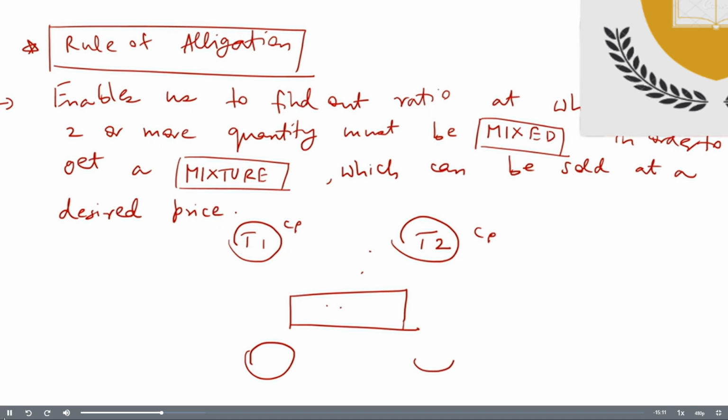In a certain proportion means some quantities I need to add of each type of tea in order to get a mixture which I can sell at a specified selling price. So with the help of the cost price of both the types of tea and the selling price of the final product, I have to find out the quantity to be mixed for T1 and T2. This is the type of question for which the rule of allegation is to be applied. Whenever a mixture is involved, we apply the rule of allegation.